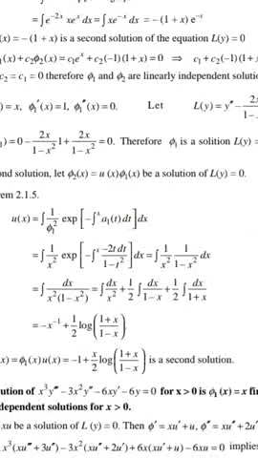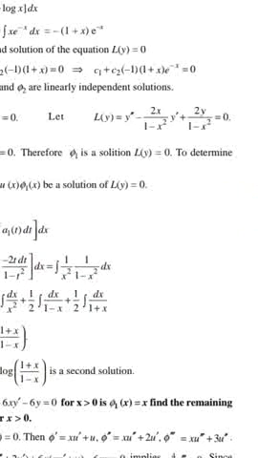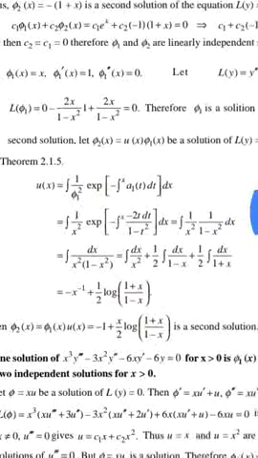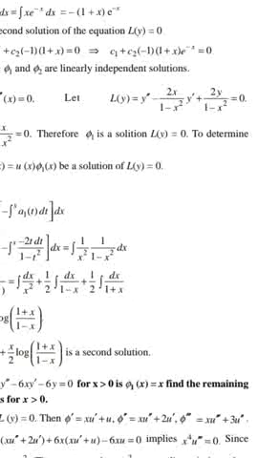Third, phi 1 of x is equal to x, phi 1 dash of x is equal to 1, phi 1 double dash of x is equal to 0. Let L of y is equal to y double dash minus 2x divided by 1 minus x square y dash plus 2 divided by 1 minus x square y is equal to 0. L of phi 1 is equal to 0 minus 2x divided by 1 minus x square times 1 plus 2x divided by 1 minus x square is equal to 0. Therefore, phi 1 is a solution of L of y is equal to 0.